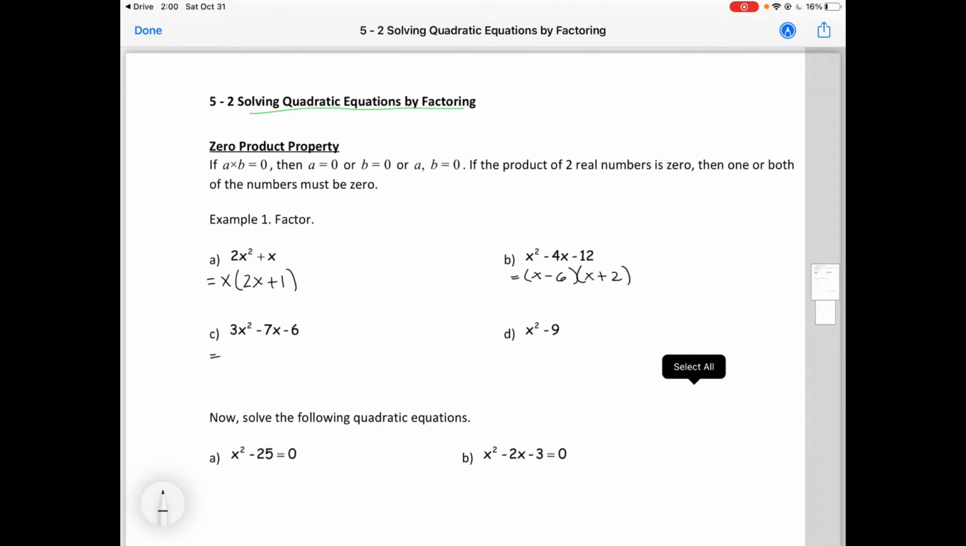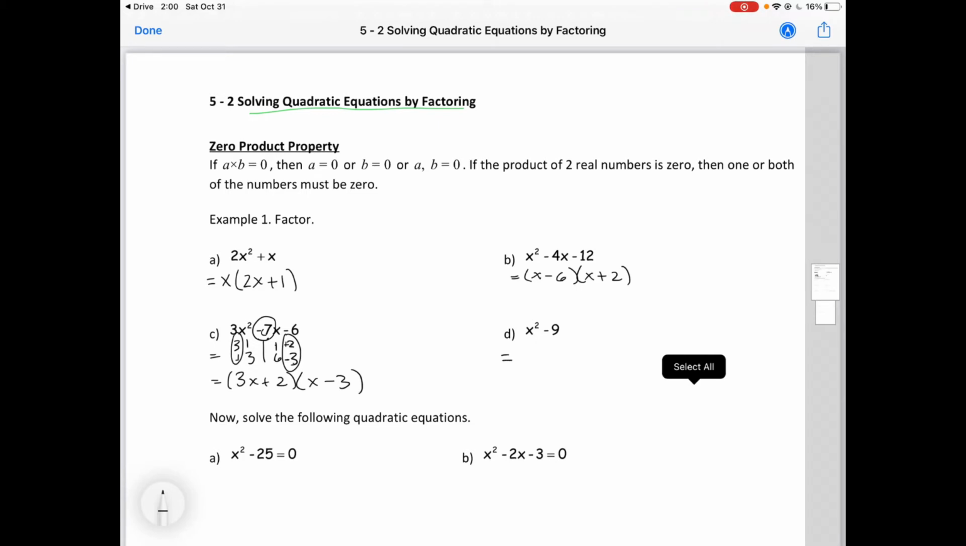Our next one here is a tricky trinomial. You can use any method that you like. 1 and 6, 2 and 3. We're looking for numbers that are going to multiply to this minus 6, or multiply really to minus 18, and then add to minus 7. So 18 and 1, 9 and 2. Those ones are going to work as long as the 9 is negative, and then the 2 is positive. So then I can factor as 3x plus 2 and x minus 3.